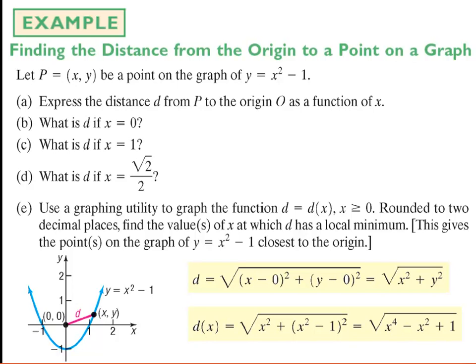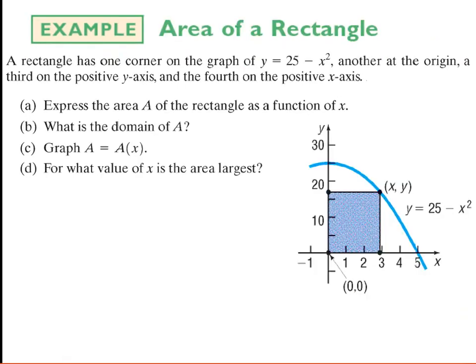So let's work on that together in this video here. So let's take a look at a second example. In this example, it says that a rectangle has one corner on the graph of the parabola y = 25 minus x squared, and another at the origin, a third on the positive y-axis, so here's a point on the positive y-axis, and then a fourth on the positive x-axis. Well, the first thing it says, letter A, express the area A of the rectangle as a function of x.